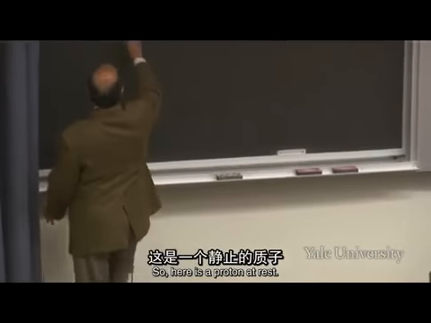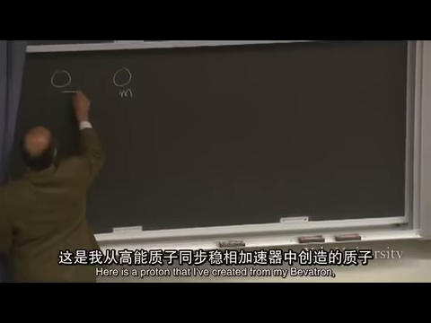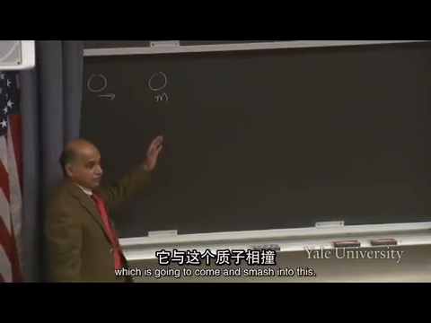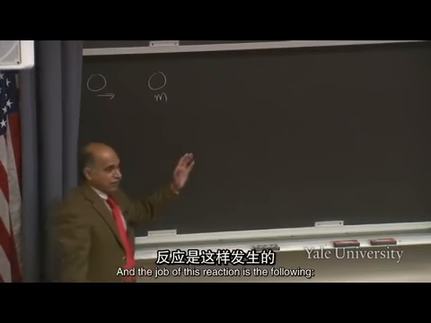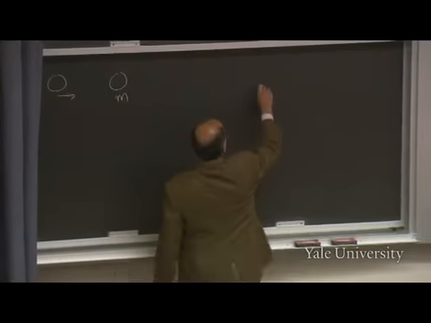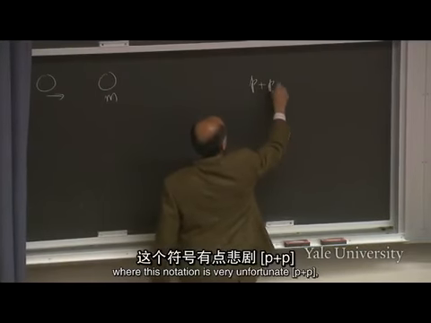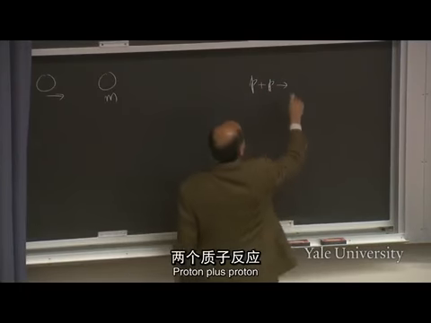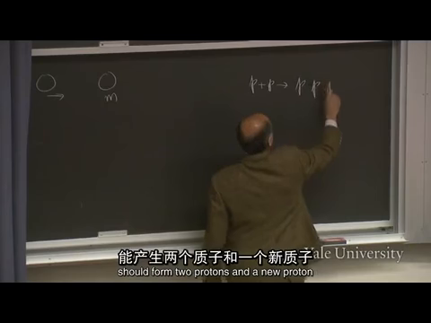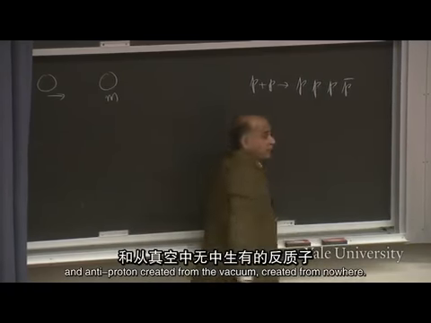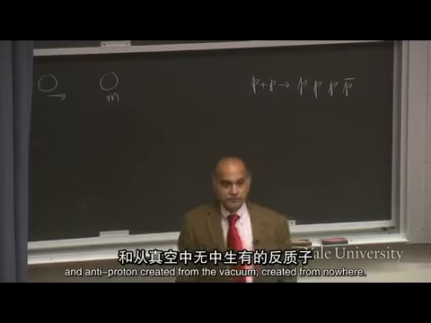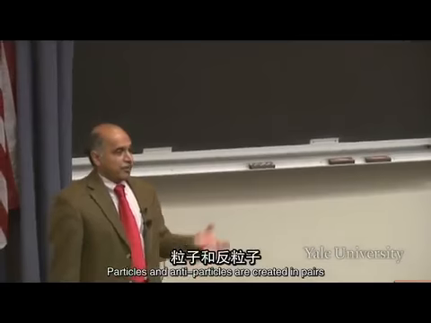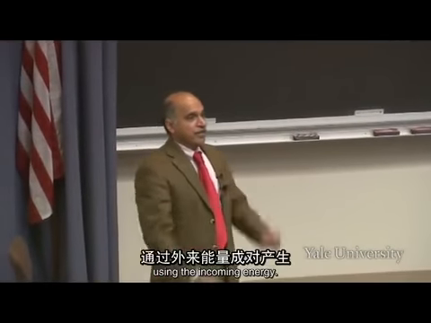So that's what I'm going to do. So here is a proton at rest. Here is a proton that I've created from my Bevatron, which is going to come and smash into this. And the job of this reaction is the following. By the way, this notation is very unfortunate. This is not a momentum. This stands for proton. Proton plus proton should form the 2 protons and a new proton and antiproton created from the vacuum, created from nowhere. This is what happens in a collider. Particles and antiparticles are created in pairs using the incoming energy.